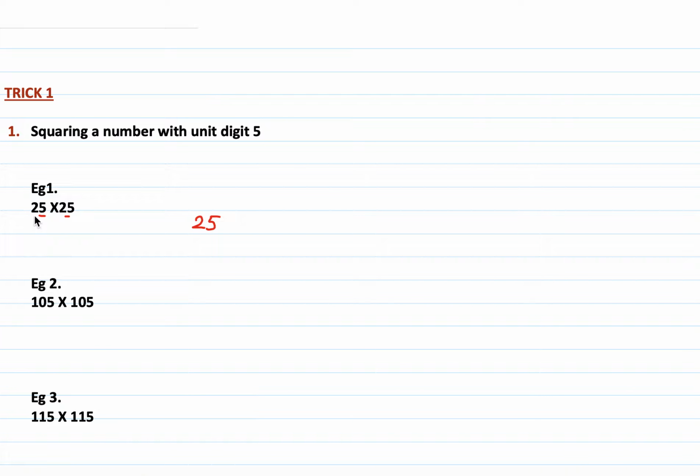Now check another number. What is it? 2. You have to multiply this number by its successor. What is the successor of 2? It is 3. So 2 into 3 is 6. So our answer is 625.